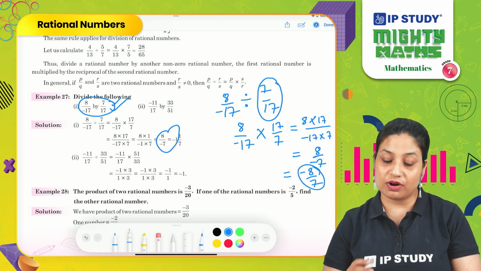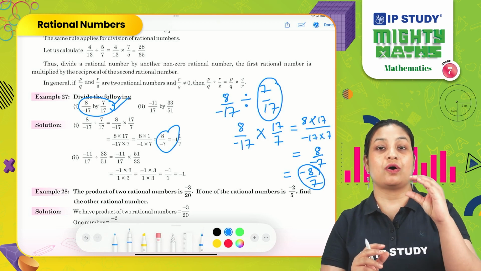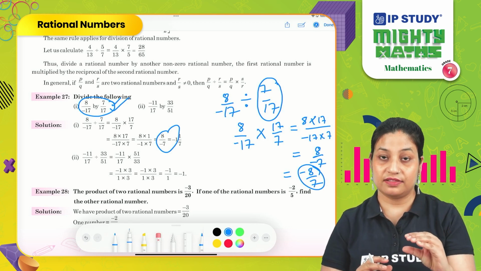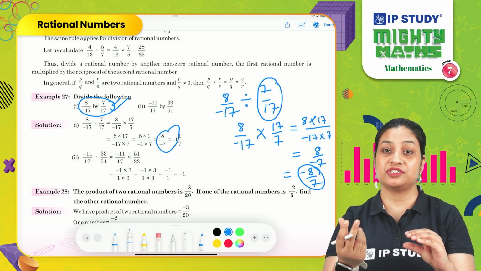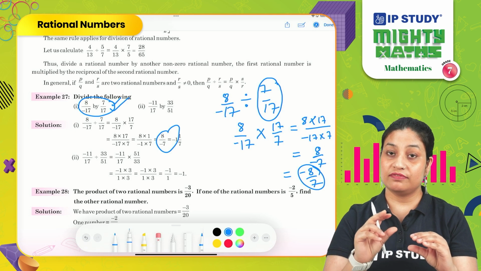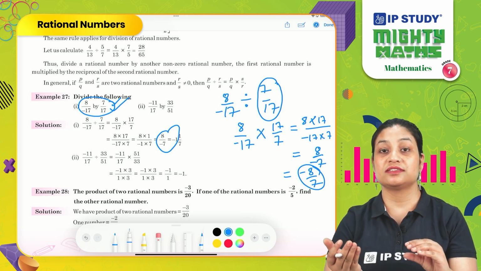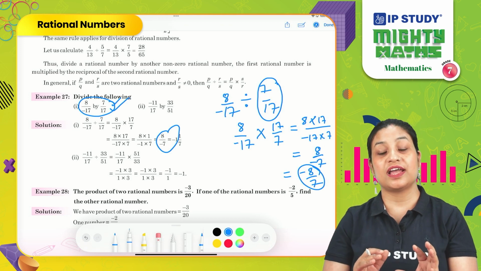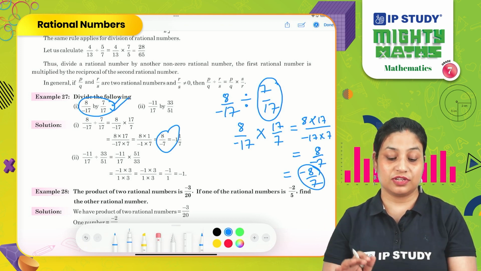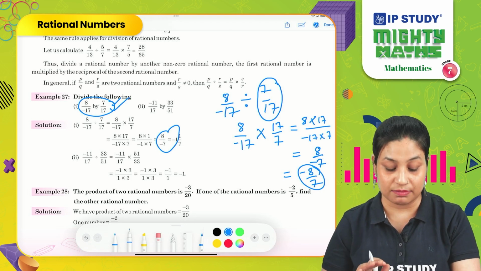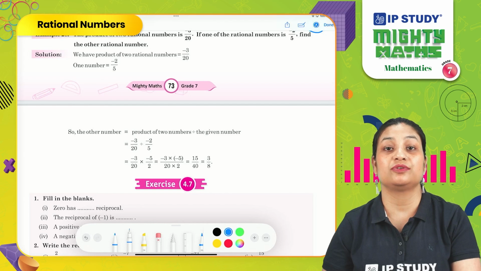Understood? So, what we have done here in order to divide two rational numbers: first of all, copy the first rational number as it is. Then change the sign of division to multiplication. Then take the reciprocal of the second number, which is just after the sign of division. Solve it like you're multiplying two rational numbers and find the result. So, this is how you will divide two rational numbers like this. Now, I hope you have understood this topic, how to divide two rational numbers.